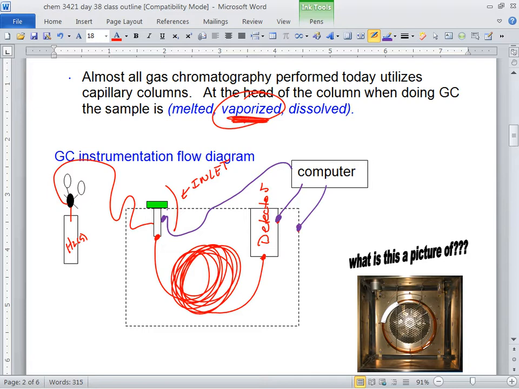But this dash box means that everything is put in a, anybody know? Put it in an oven. And this oven can really control the temperature down to tenths of a degree, but change it really rapidly. Over a minute, it can jump 20 degrees. So it's very, very well controlled temperature.